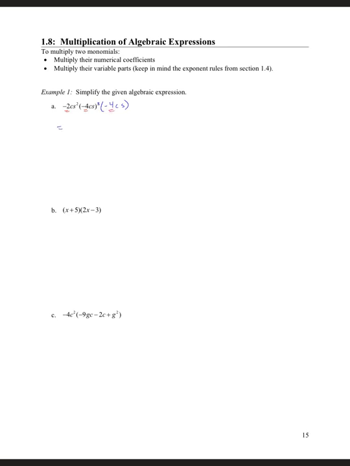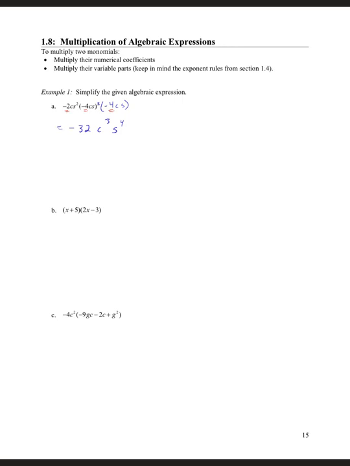Well, negative times a negative times a negative will be a negative. 2 times 4 is 8. 8 times 4 is 32. Now we have to look at all our variables. We have c times c times c, so c cubed, and then we have an s squared, an s, and another s. So that would be 4 altogether, so s to the 4th power.